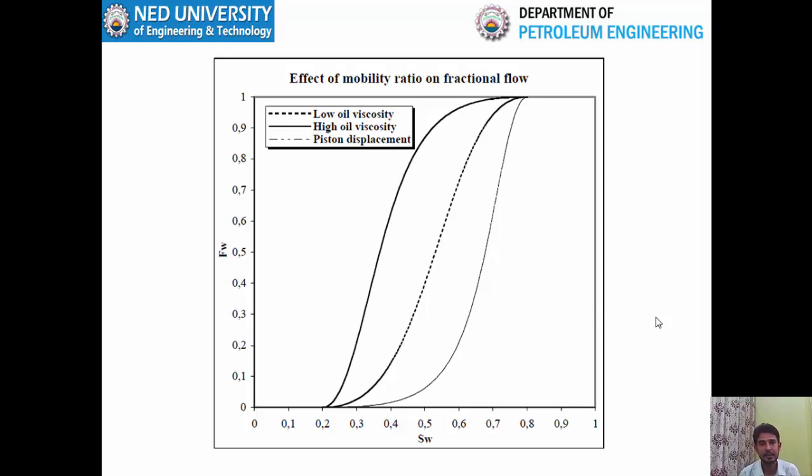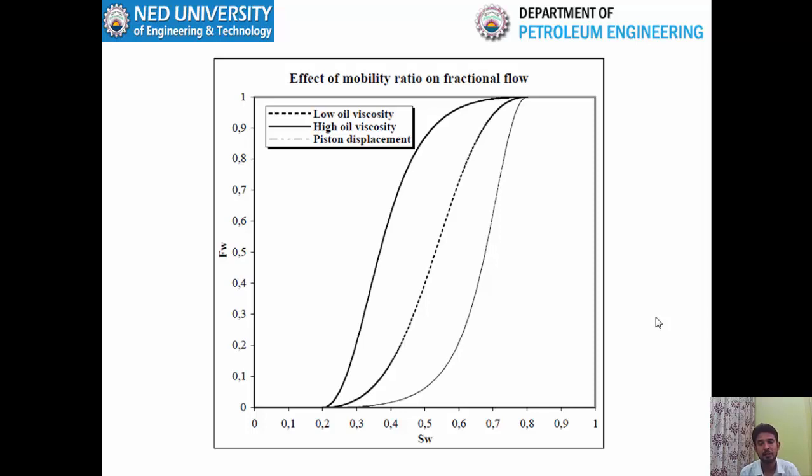In the previous lecture, we discussed the fractional flow equation, derived it, and reduced it for the most simplified case. That was the case when both oil and water were flowing horizontally and the effect of capillary forces was negligible. For this simplified case, we only need the relative permeabilities and viscosities of water and oil to calculate the fractional flow of water.